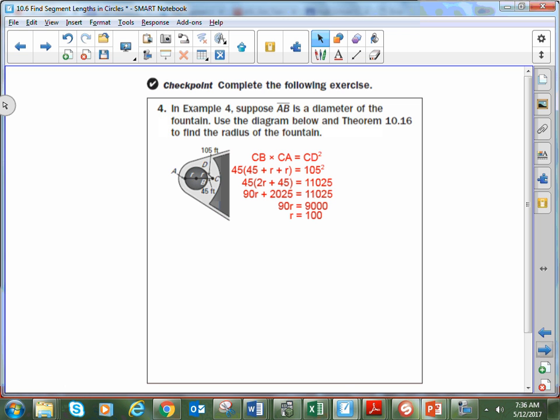Now you could have easily figured out that the radius was 100 feet in this case by using the answer that we had from the previous example. But I really need to make sure that you guys can set up and solve the problem this way, because you're going to have other problems on your assignments that ask you to do this where you don't already know the length of the segment.